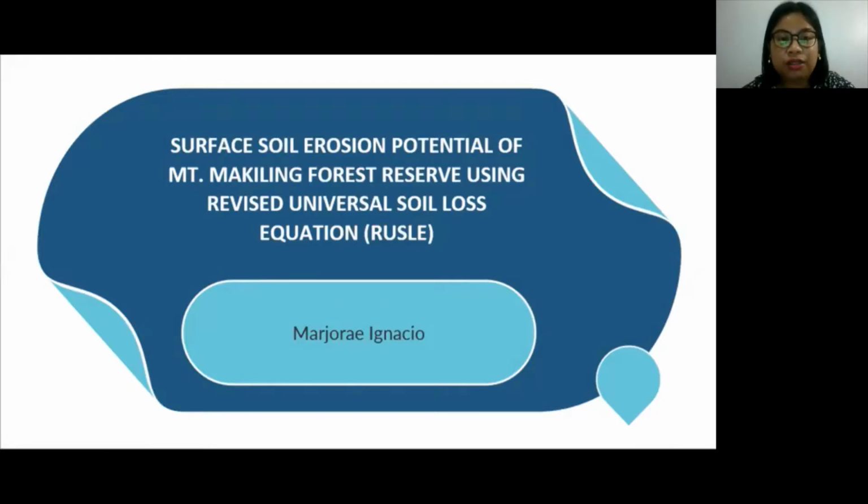I will be presenting my undergraduate thesis titled Surface Soil Erosion Potential of Mount Makiling Forest Reserve using the Revised Universal Soil Loss Equation, also known as the RUSLE model.